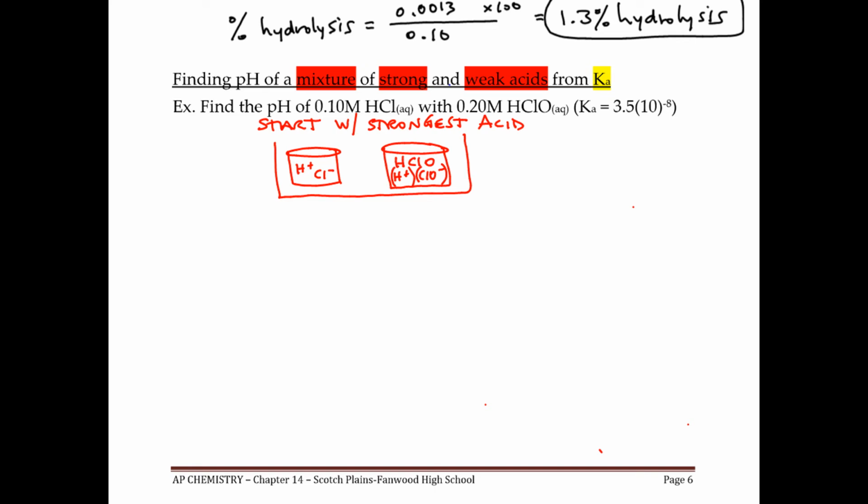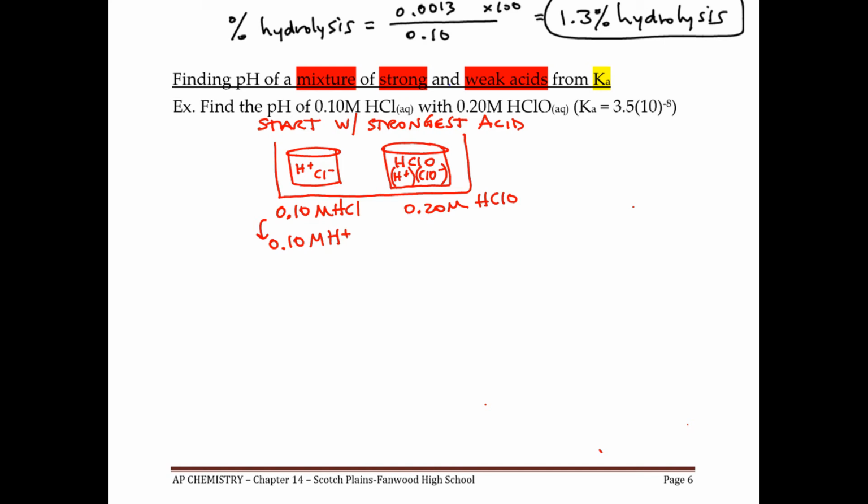What's the pH really is what we want to find. Okay, so we'll start with the strong one. You know that if you have 0.1 molar HCl, and this was 0.2 molar originally, if this is 0.1 molar HCl and this is 0.2 molar HClO, this is just going to translate into 0.1 molar H plus because it's a strong acid.